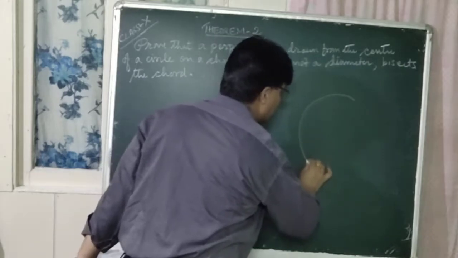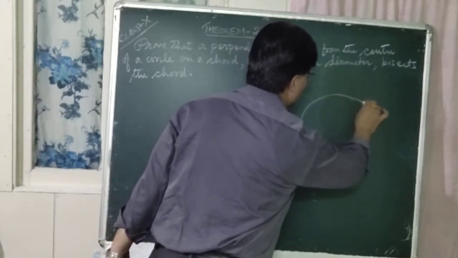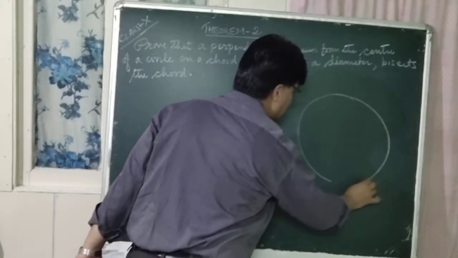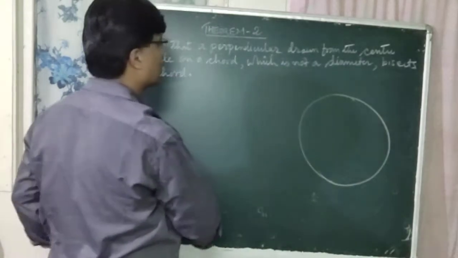So let us draw the figure now. So always you have to draw the figure. So without figure you won't get any marks, right? So let us draw the circle.